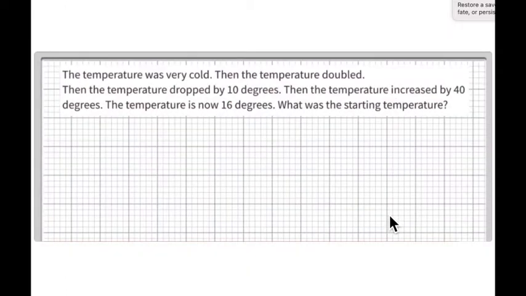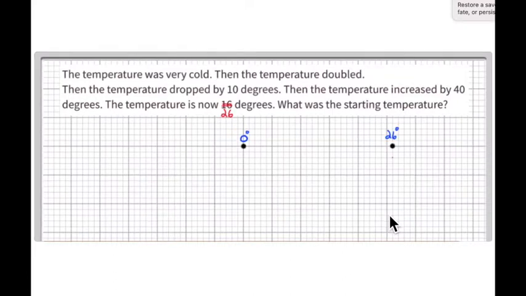All right, so let's take a look at this. Temperature is very cold, so let's change this. Let's make a simple change: the temperature is 26 degrees at the end. And so now you're going to work backwards. The ending temperature is 26 degrees.